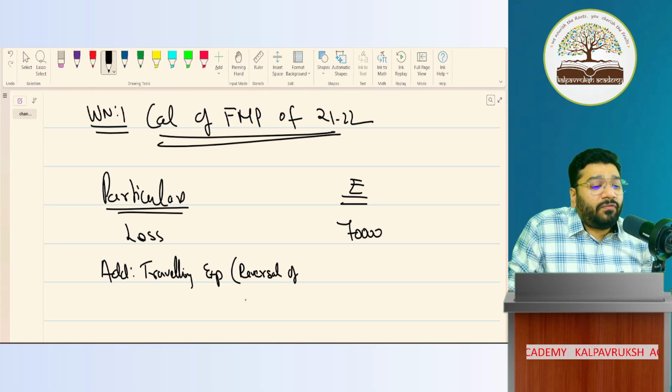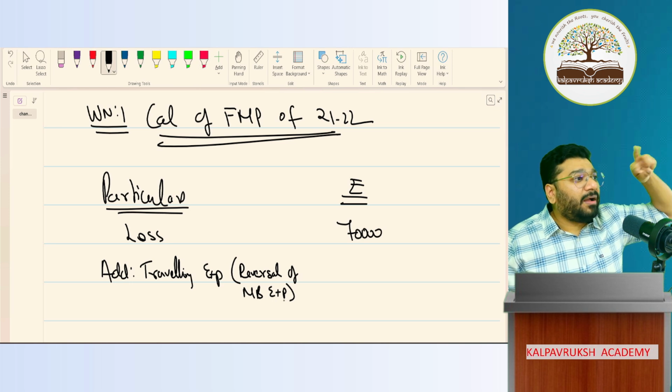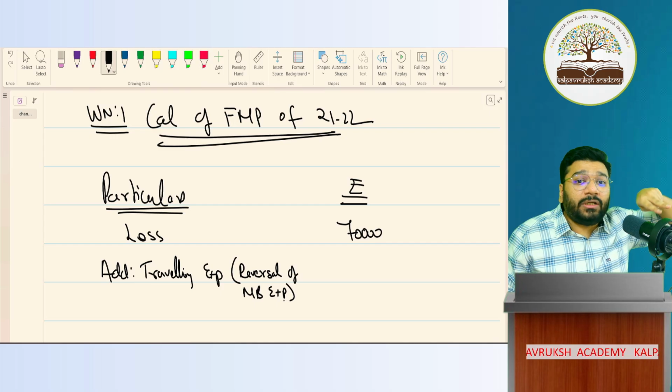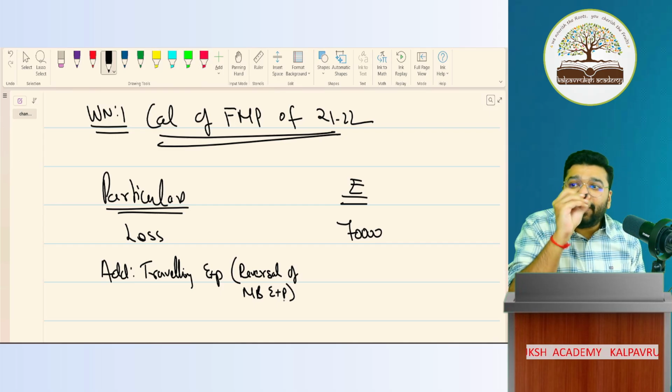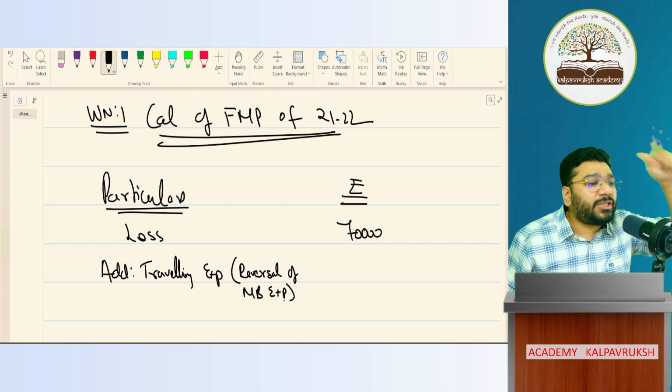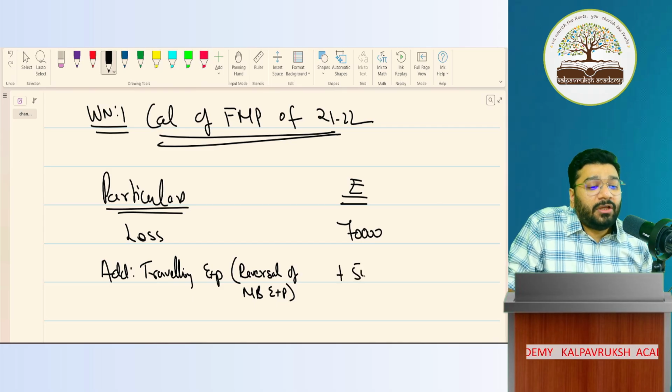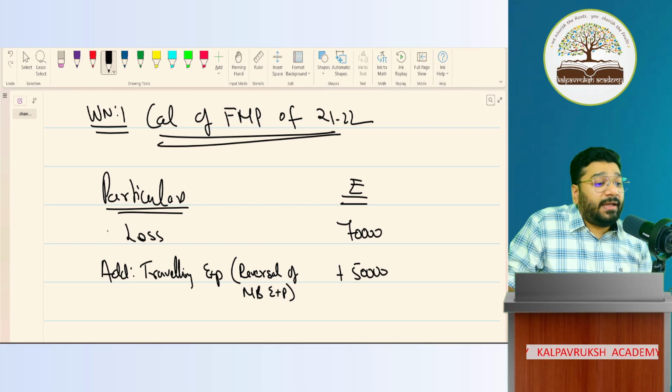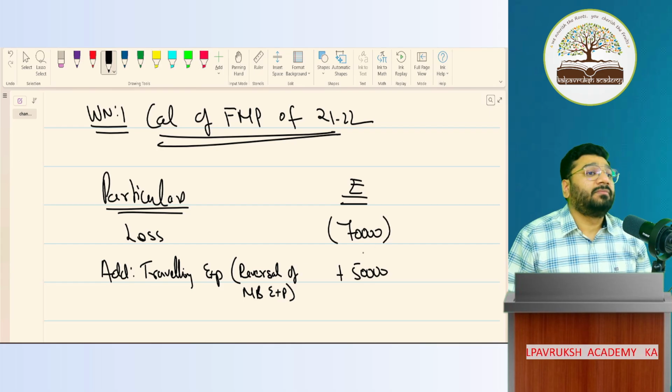Reversal of motorbike expenses. You had not recorded it as an asset. Now we're going to cancel it. The expense is what you've recorded, and now I'm going to cancel it. To record an expense, you subtract the expense. To cancel a subtraction, I have to give an addition. How much? 50,000. For God's sake, put the loss in bracket.